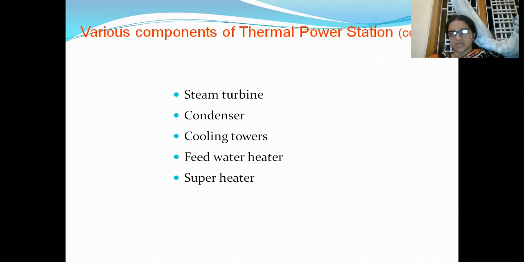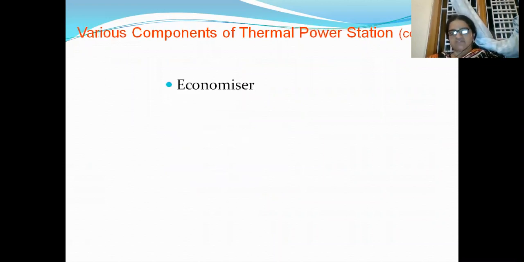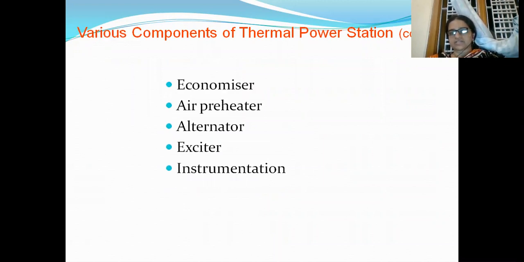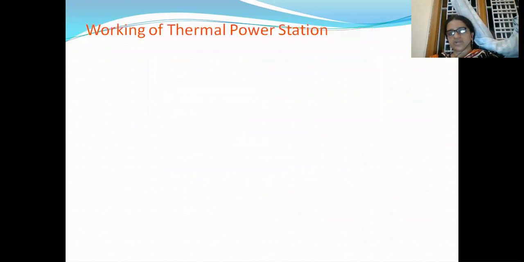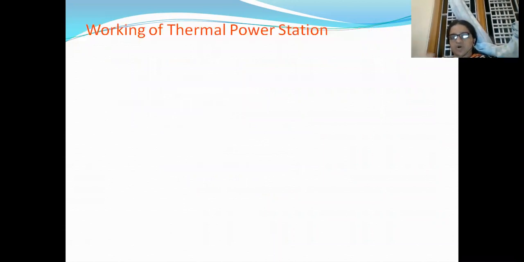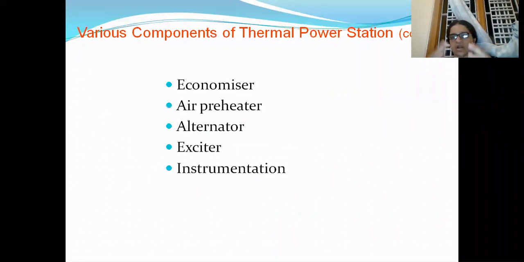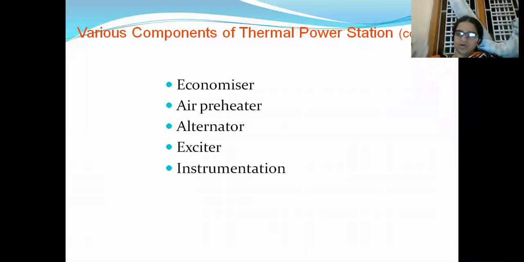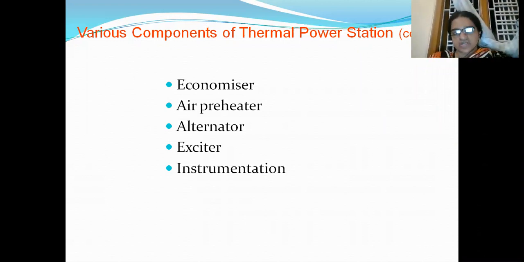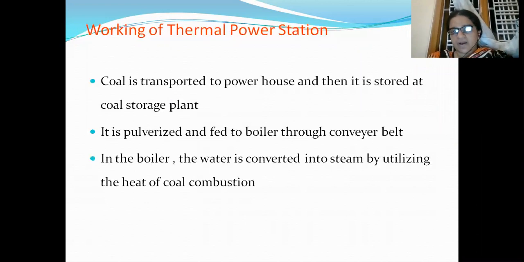What is a feed water heater? I will tell. After that, economizer, air preheater, alternator, exciter, and instrumentation. Instrumentation covers the additional components involved, how we are clubbing them, and what the exciter is connected to. All the components which are used along with this come under the part of instrumentation. Coming to working of thermal power station.